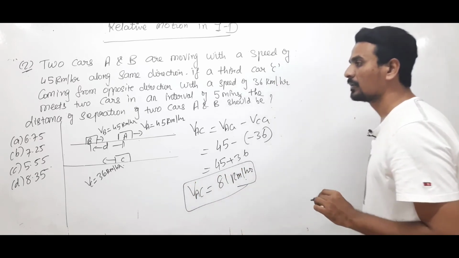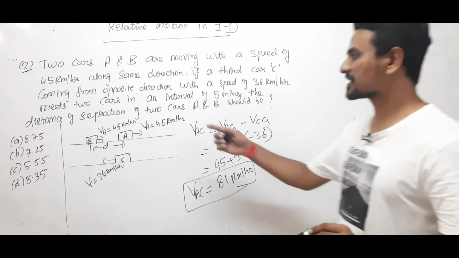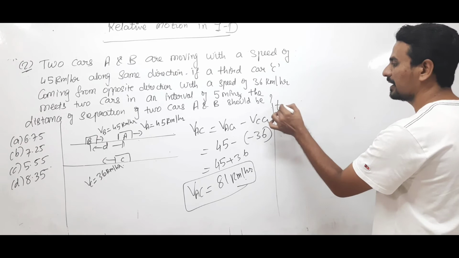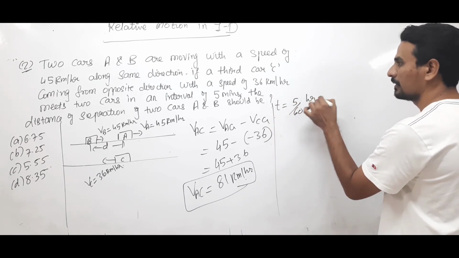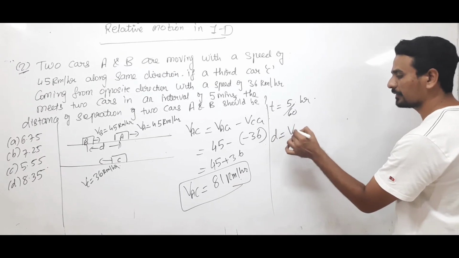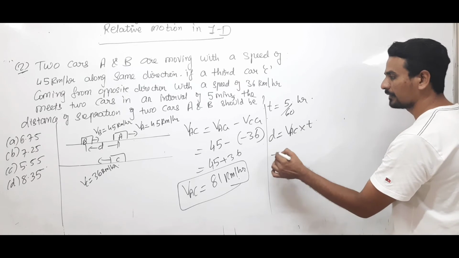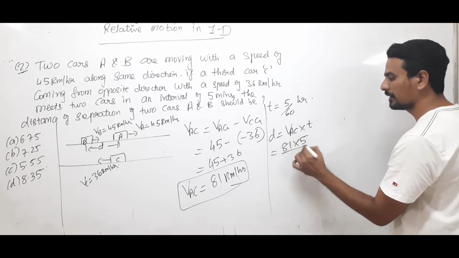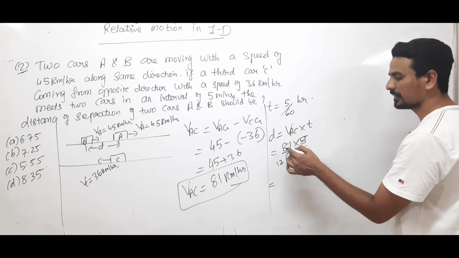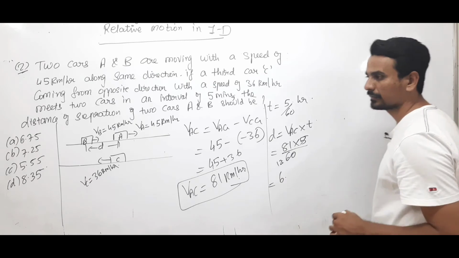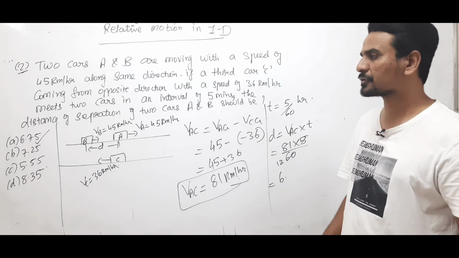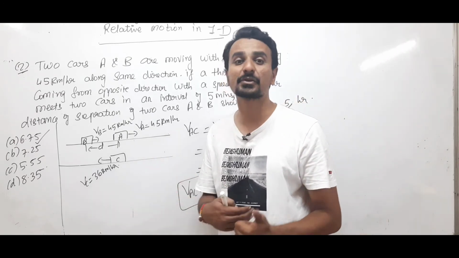Fine. And now it meets two cars in an interval of 5 minutes. So time is given as 5 minutes, that means 5 by 60 hours. We have been told to calculate the separation. So distance will be velocity of A relative to C into time. So it will be 81 into 5 by 60, which is 6.75. So this will be your answer, 6.75. Clear?